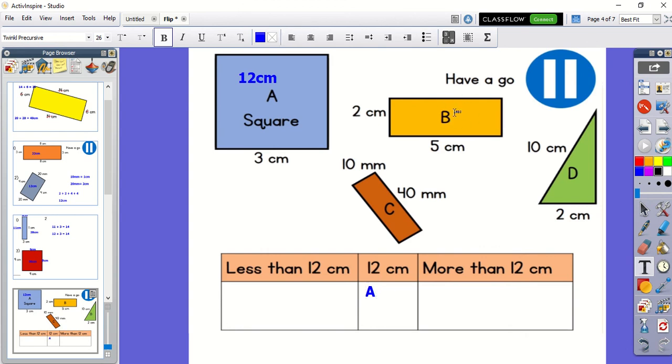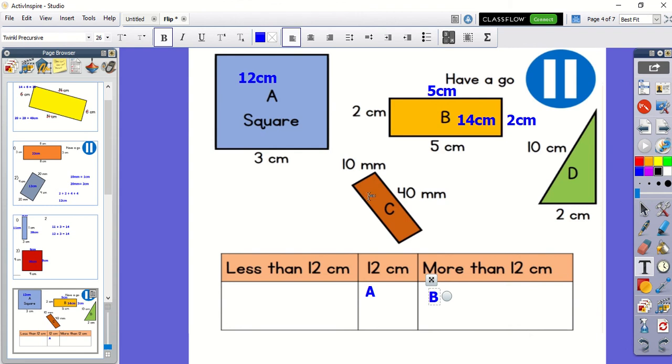Now I've got B, which has got one side of 2, one side of 5. Well, we know a rectangle has 2 sets of equal sides, so 5 centimeters and 5 centimeters, 2 centimeters and 2 centimeters. Let's add them up. 5 add 5 is 10, add 2 is 12, add another 2 is 14. So B is 14 centimeters, and that therefore goes in this box because it's more than 12 centimeters.